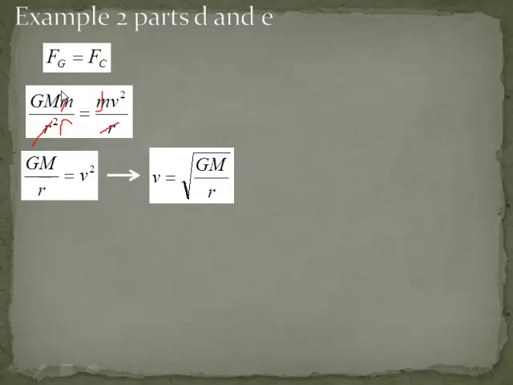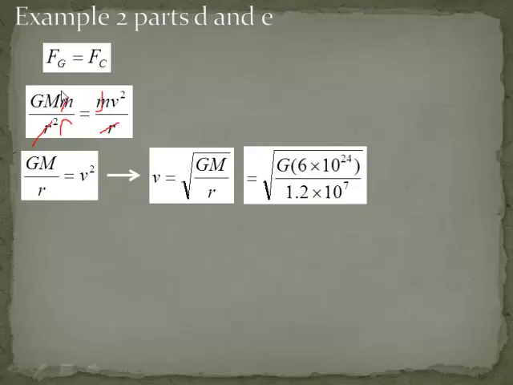Now, we know that the mass of the Earth is 6 times 10 to the 24, and we know that the spacecraft is a distance of 1.2 times 10 to the 7th meters from the Earth's center. So we just plug in those numbers, and we get that the speed is 5.78 times 10 to the third meters per second, which again is different from our given value of 7.1 times 10 to the third meters per second. So this is if it's in circular orbit. The other one was elliptical orbit.